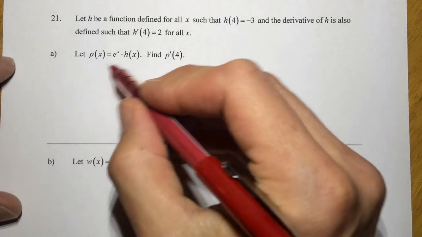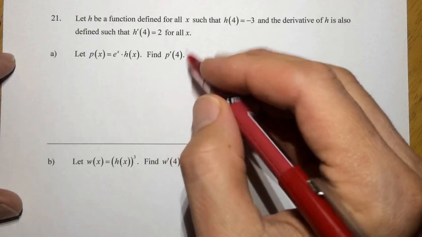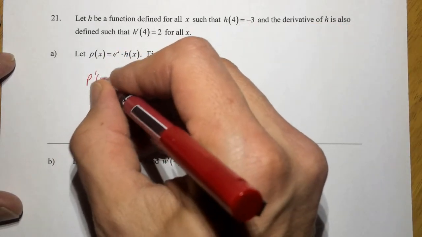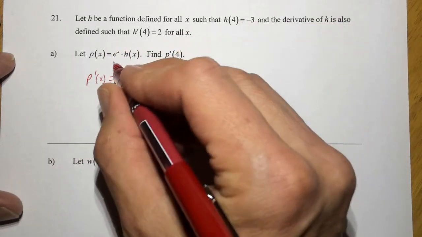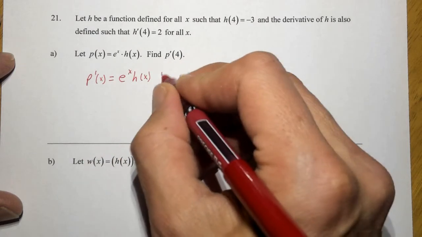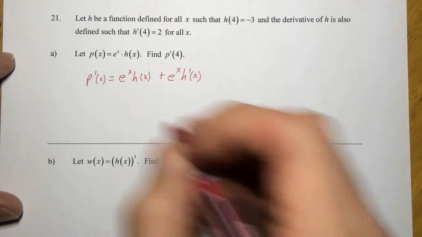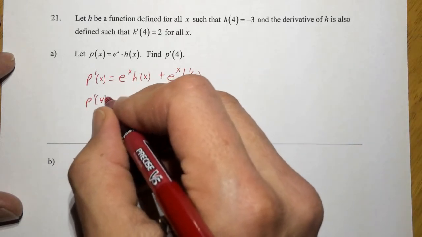So first of all, we see p of x is e to the x times h of x, and we have to find p prime of 4. So first we need p prime of x. So this is a product, so we need our product rule. Derive the first, keep the second, plus keep the first, derive the second. We want p prime of 4.